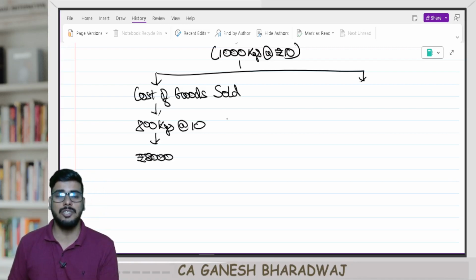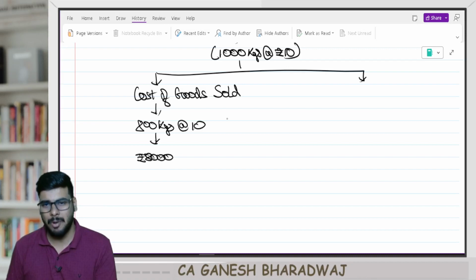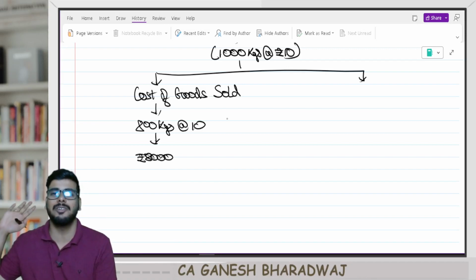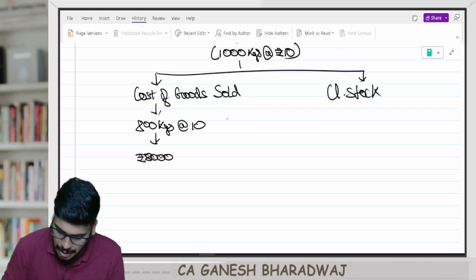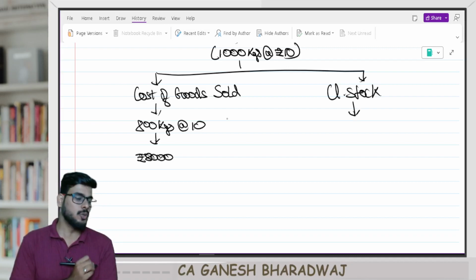And what is on the other side? Cost of goods unsold, popularly called closing stock. Nothing great about it. It is closing stock, right? So pull an arrow, closing stock.